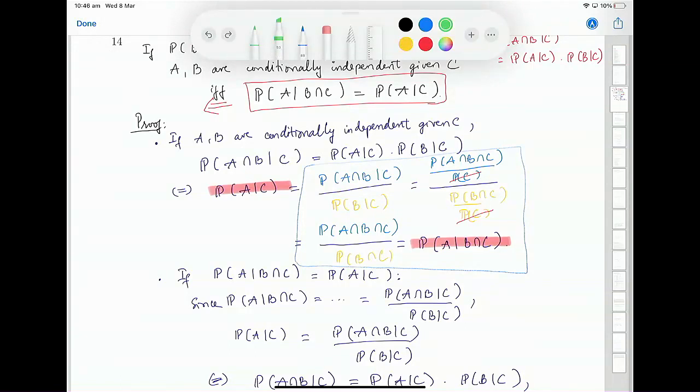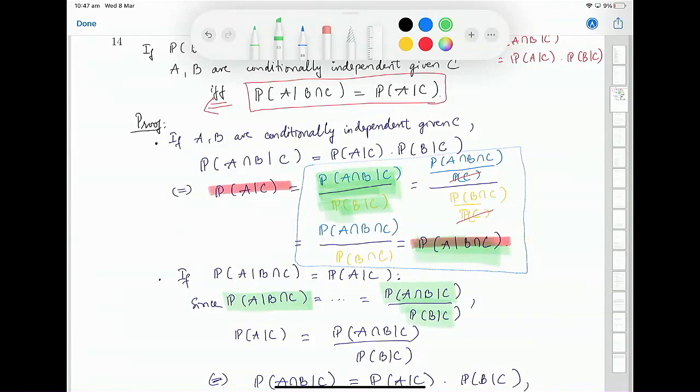Okay. So since I have this one equal to this one, these are equivalent arguments. They just need the condition that probability of C is different from 0, probability of B given C is different from 0. So I say that since probability of A given B intersect C, which is this one, equals to the green one here.